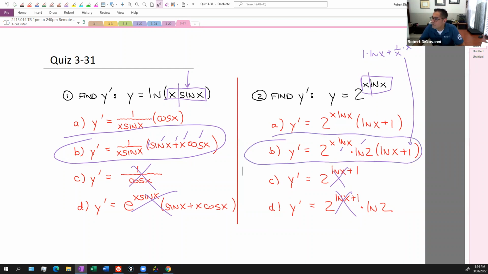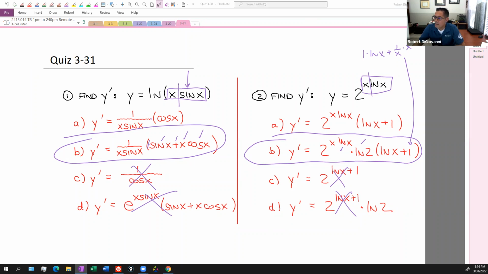So let's see, how'd y'all do? 90% of you got B on the first one, and 60% of you got B on the second one. Any questions? Any questions? No?